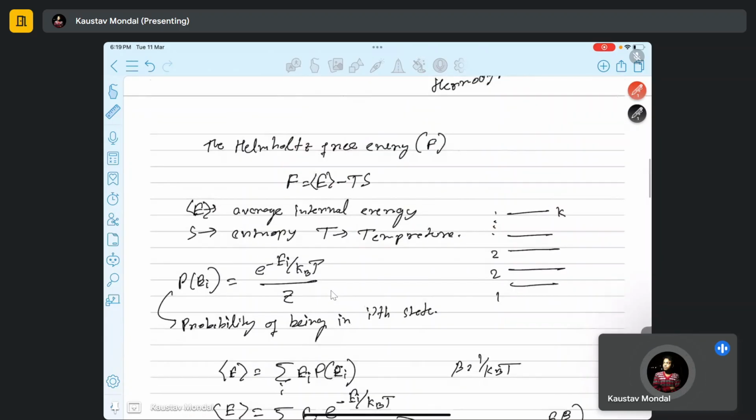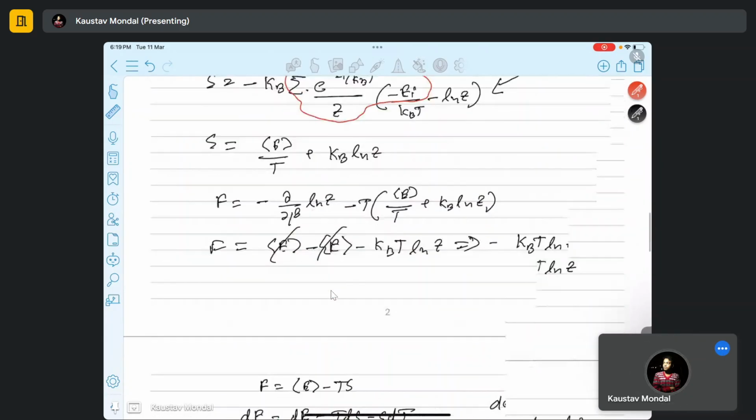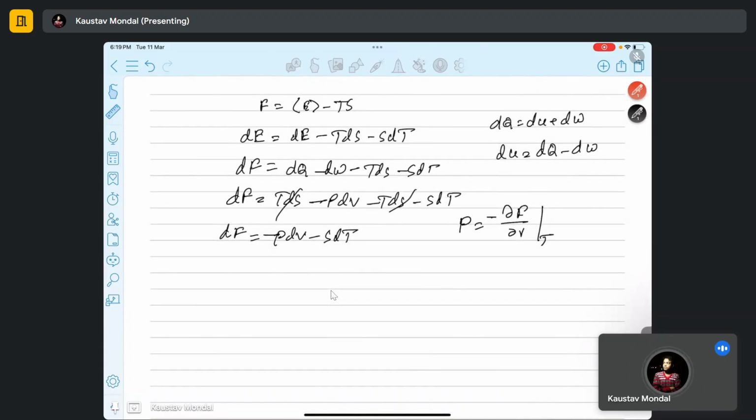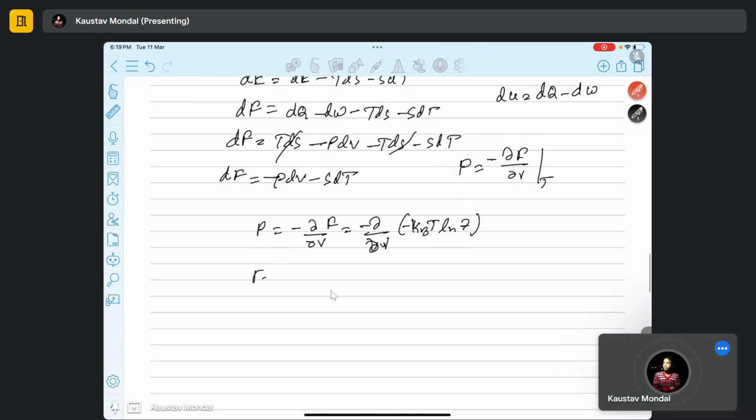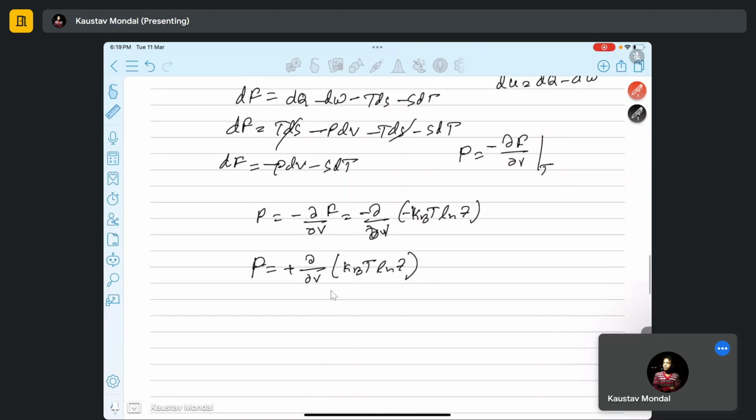So because in the end, in the problem, we have been asked to find out the pressure term, right? So the pressure we can write like this: it is nothing but minus del F, so you can write it as del V of minus kBT ln Z. So pressure is minus del V of minus kBT ln Z, so pressure would be kBT del V of ln Z.